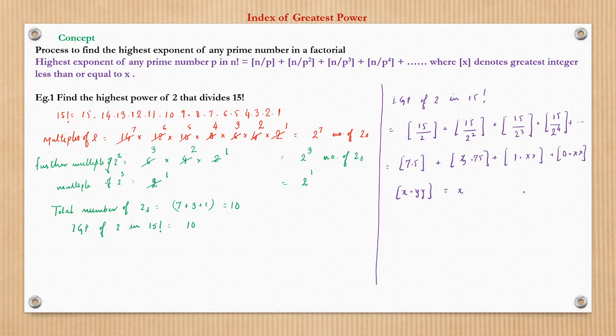is nothing but x. For example, in this case, the greatest integer which is just less than 7.5 is 7. Same way here, 3.75, the greatest integer which is less than 3.75 is 3. Here 1.00, this is 1, and the rest of the numbers would be 0. That's all. So this will add, and from here we get 7 plus 3 plus 1, 11. Right?